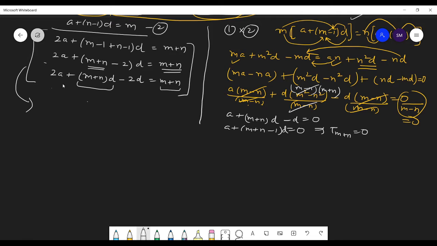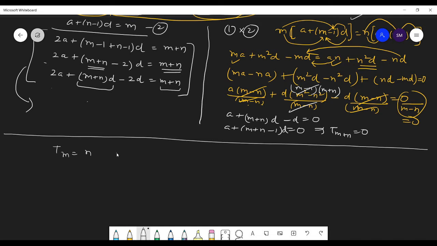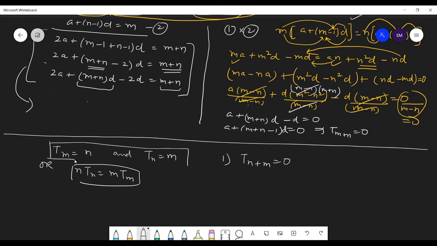So students, the given thing is the same, that Tm is equals to n and Tn is equals to m. So the given thing is the same, and the first proof that you have just done is Tm plus n or n plus m is equals to 0, and so this or ntn is equals to mtm. So either this thing or this thing. So you get the same result.